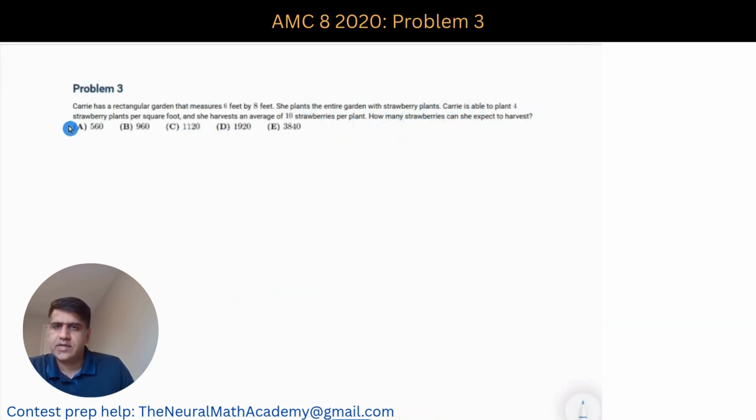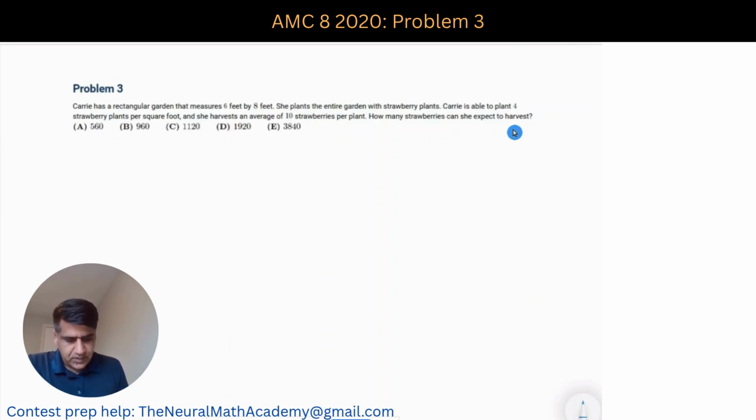Let's look at problem 3, where Carrie has a rectangular garden that measures 6 feet by 8 feet. She plants the entire garden with strawberry plants. Carrie is able to plant 4 strawberry plants per square foot, and she harvests an average of 10 strawberries per plant. How many strawberries can she expect to harvest?